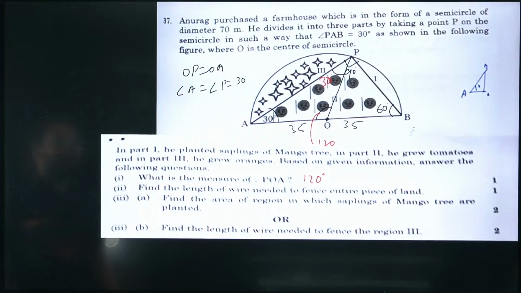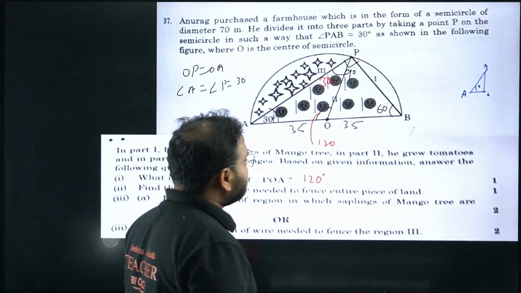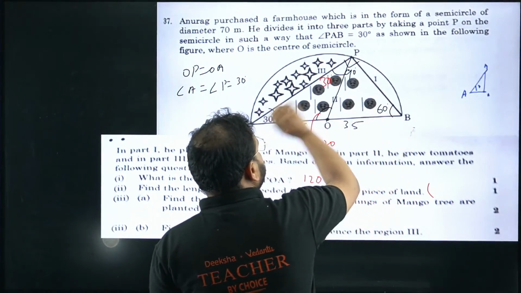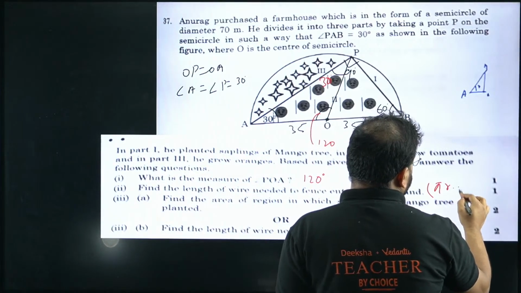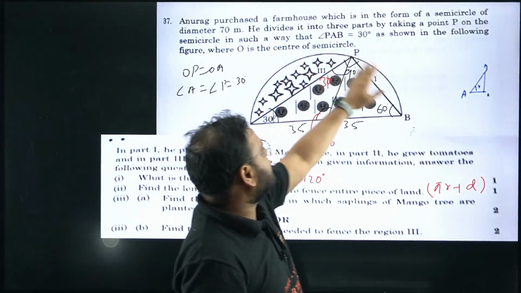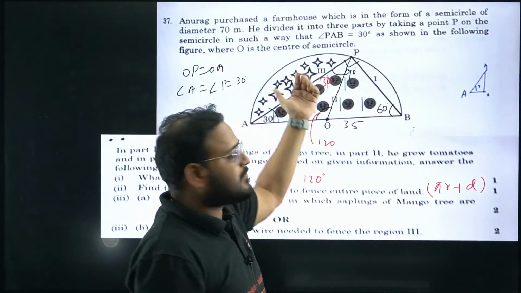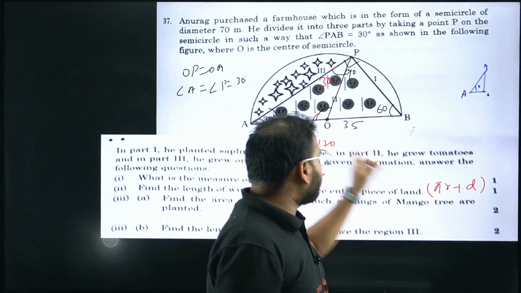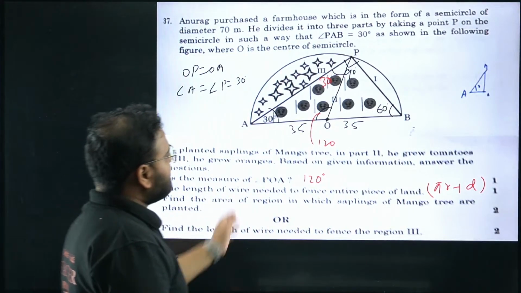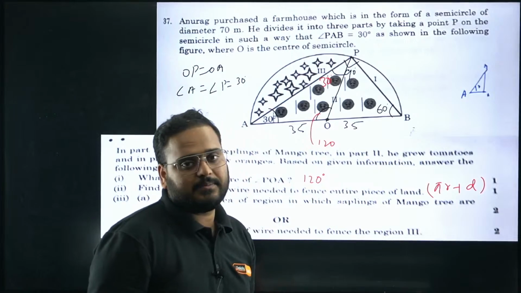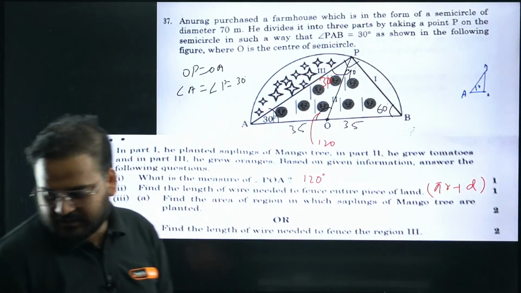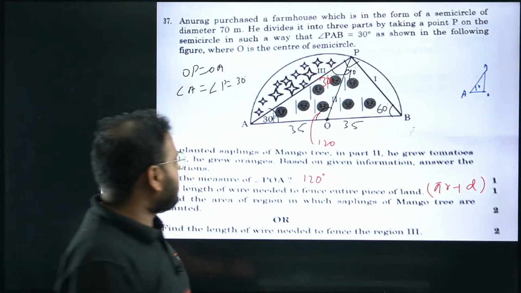Next, part 2: find the length of wire needed to fence the entire piece of land. How are you going to solve this? Very simple, sir. Simplest question ever. Pi r plus d. What is that, sir? Circumference of the semicircle. 2 pi r is for the circle, so for a semicircle you'll have pi r, then you have to add this d also. Fencing will be outside, that's why plus d. That's your answer. I'm giving the formula, you have to solve from here. Okay, let's move on now.